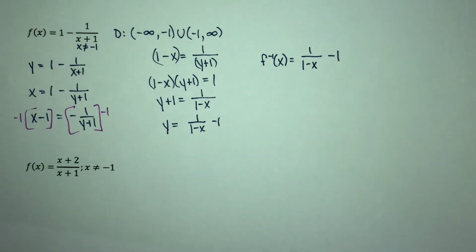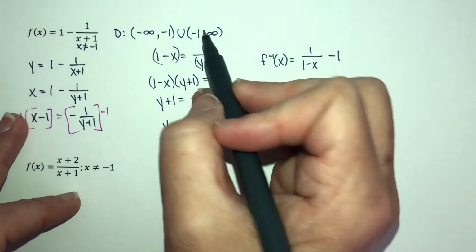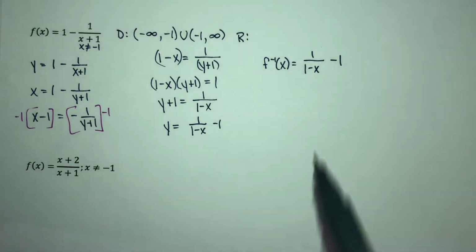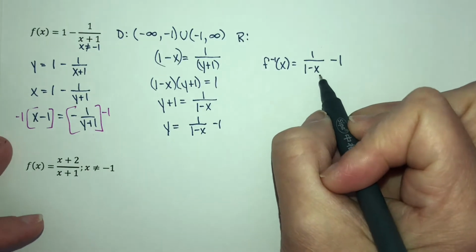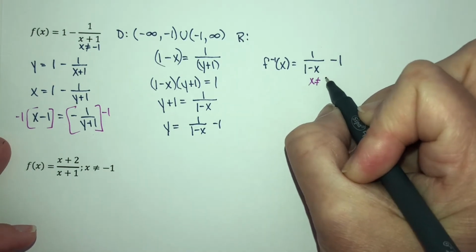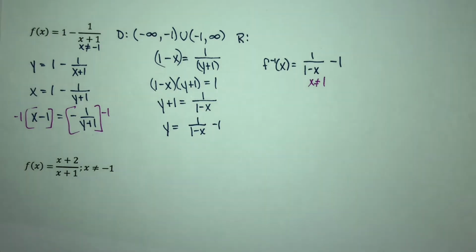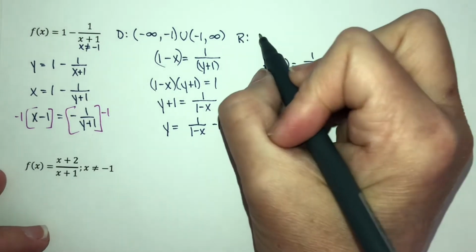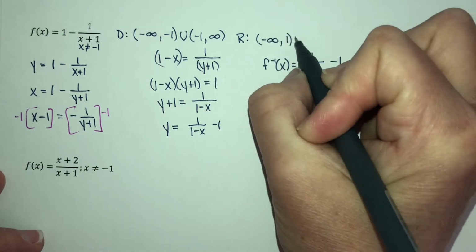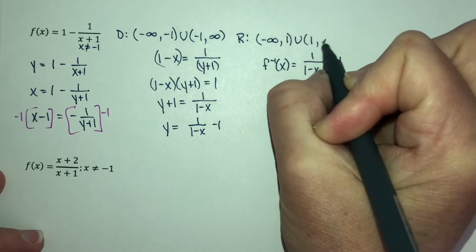And now we're ready to find the range because the domain of this will be the range of this. So if I look here, I cannot have a 0 in the denominator here, and a 1 makes that happen. So x is not equal to 1. So the range will be from -infinity to +1 union 1 to infinity.